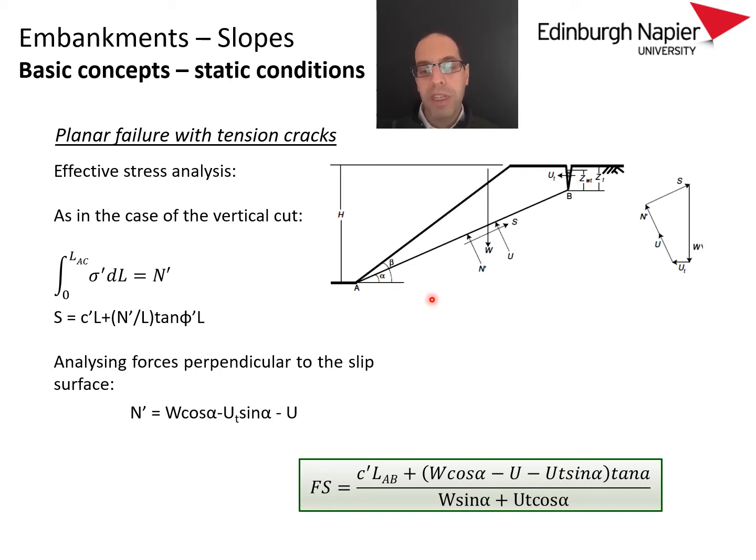Whether you do it under the short term, as in the previous slide, or in the long term, as in this one, the principle is the same. You identify the failure surface, you calculate the perpendicular and parallel components of the forces acting on that slip surface, and you consider that they are in equilibrium, so you can then compare resisting forces against disturbing forces, and that gives you the factor of safety.